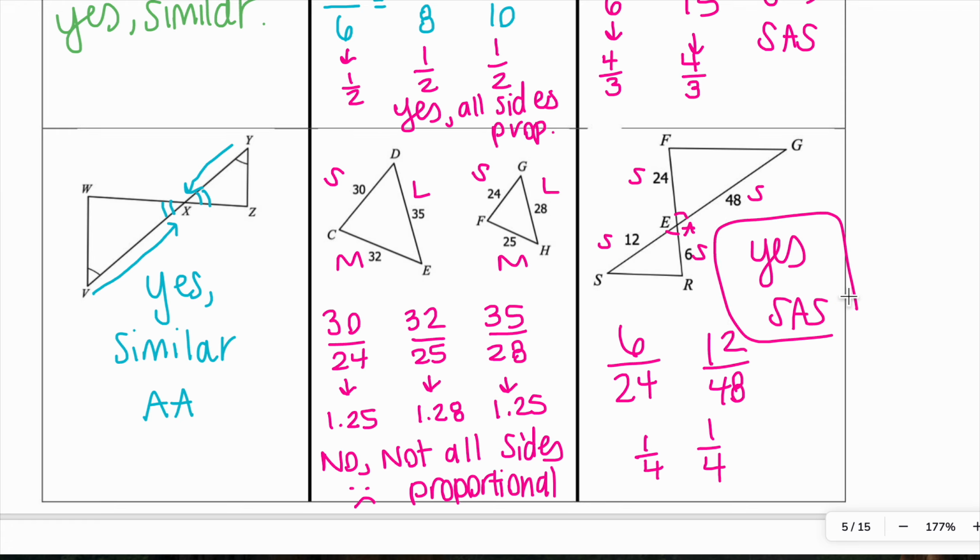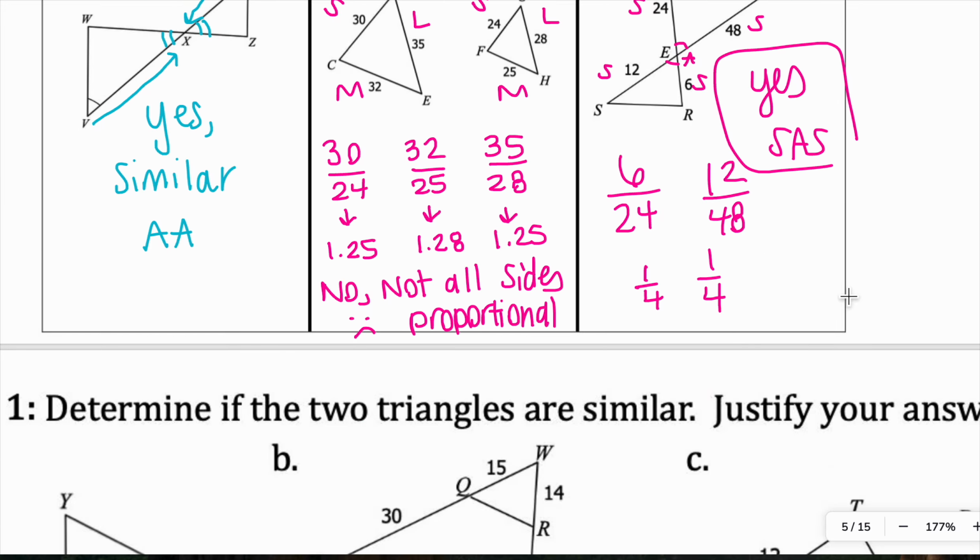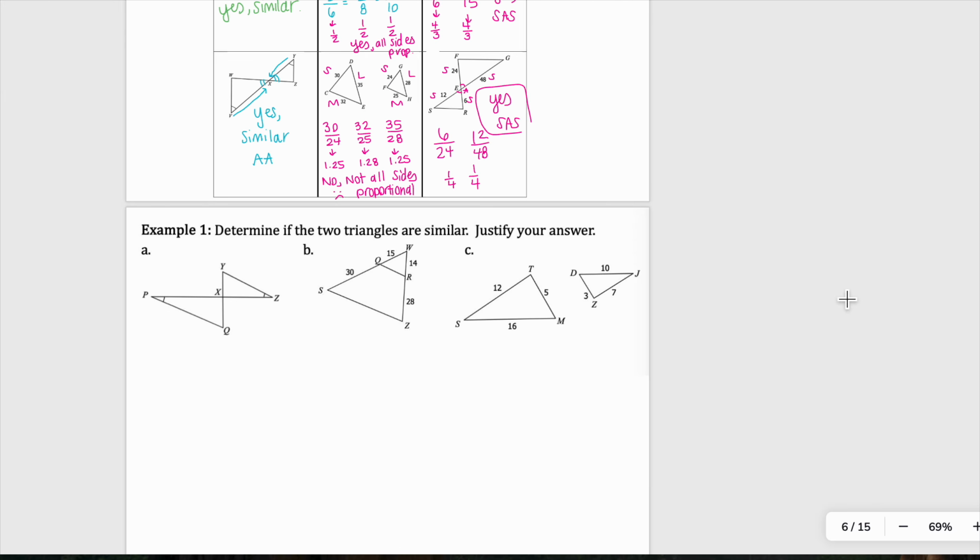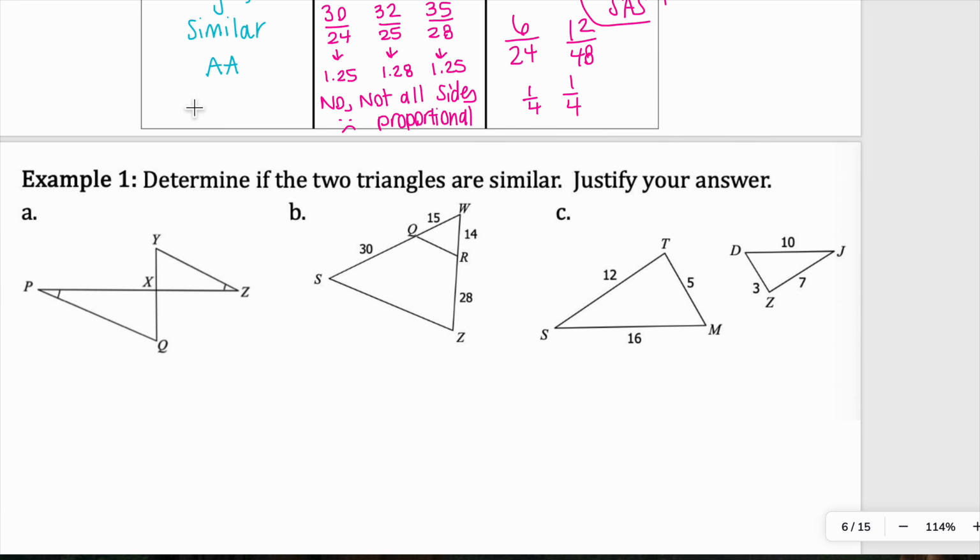Okay, so let's go ahead and try a few more. I'm going to ask you to probably pause the video and try example 1 on your own, and then see what we can come up with. So determine if the two triangles are similar, justify your answer, go ahead and pause here, and then when you're ready, click play.